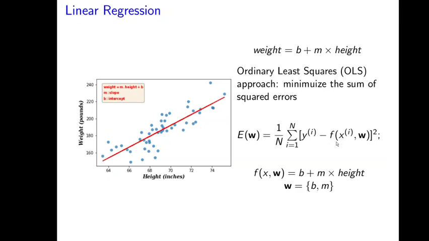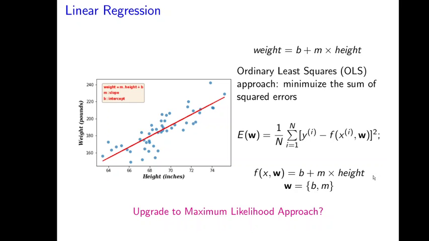So this is the easiest way to find the regression line, and I have already two videos about this technique where I explain in depth how it works and how we can estimate the values of the vector w. Here w is the vector of both base and slope of the regression line, and f of x and w is our linear regression function, which is b plus m times height in our example here.